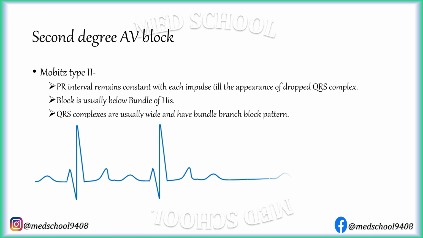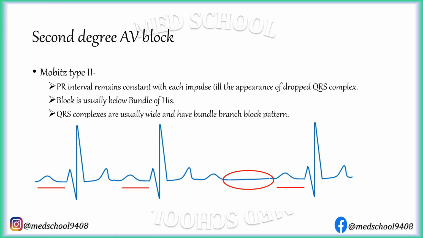In Mobitz Type 2 second degree AV block, PR interval remains constant with each impulse till the appearance of dropped QRS complex. And after drop, PR interval remains same in duration and the cycle is repeated. You can calculate block ratio in this strip as we did for last one. So please write down the ratio of the block in this strip in the comment section. In Mobitz Type 2, block is usually below bundle of His and QRS complexes are usually wide and have bundle branch block pattern.